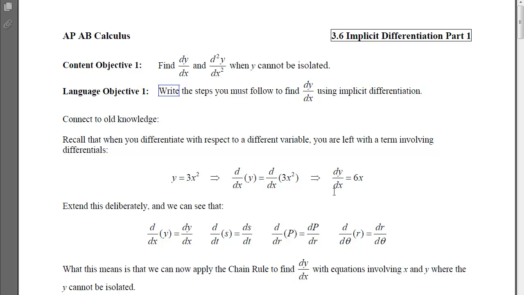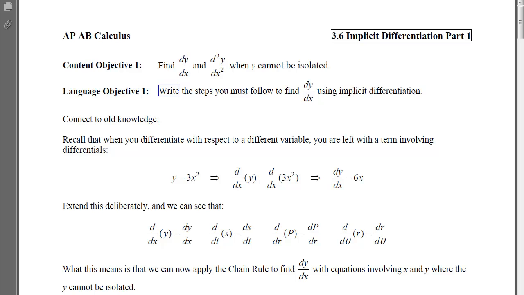Well, this dy/dx, we now want to deliberately think about what this tells us. It says the derivative of the function y with respect to x. And what it means for us in the context of this section is that when I take the derivative of a variable other than the one I'm differentiating with respect to, I will end up with a term involving differentials. So the derivative of y with respect to x gives us dy/dx. The derivative of s with respect to t will give us ds/dt. Likewise, the derivative of p with respect to r gives us dp/dr, and the derivative of r with respect to theta gives us dr/d theta.